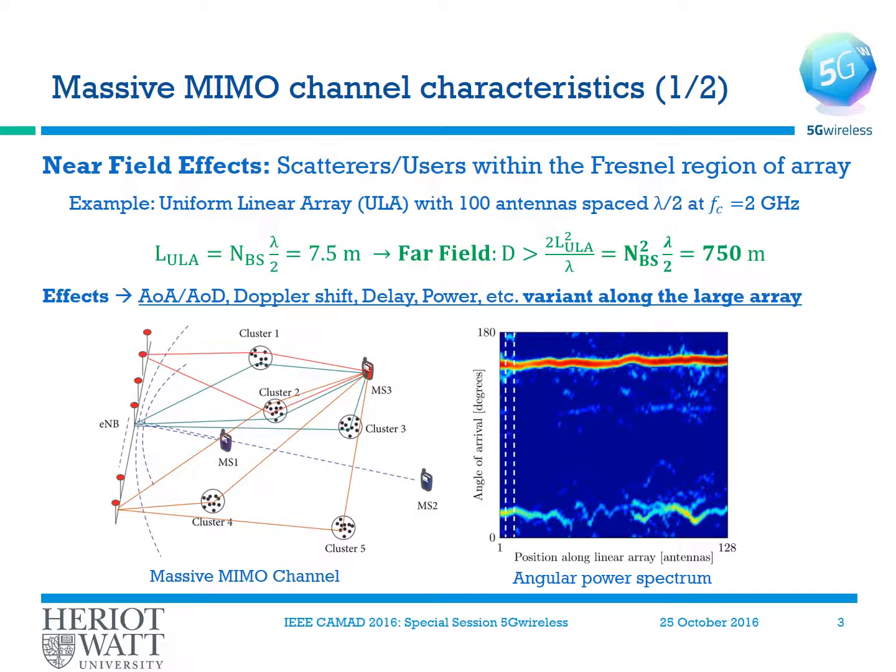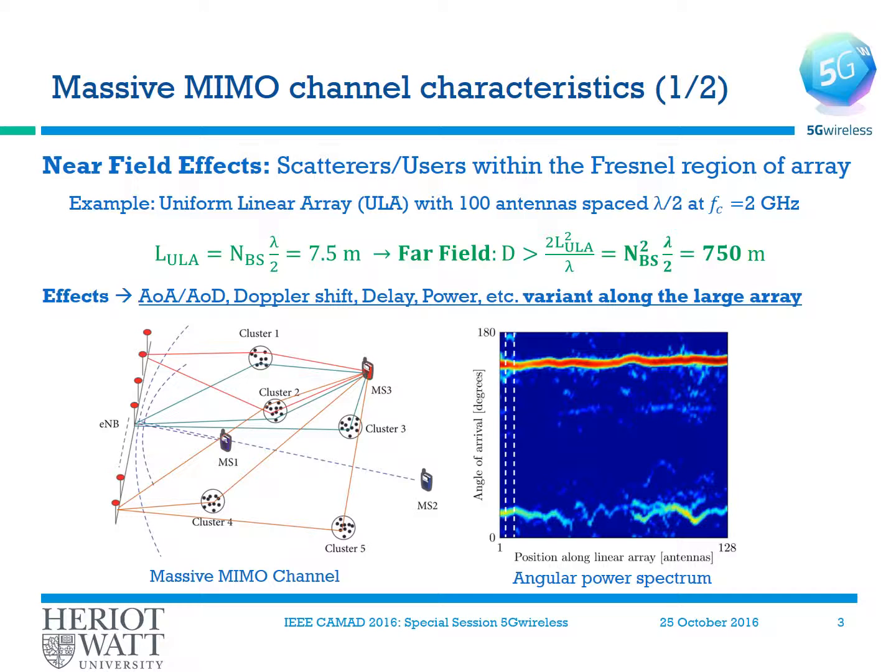Near-field effects can be better understood by looking at the figure on the left, which is an abstraction of the channel. There you can see how scattered or direct signals reach every antenna element at different angles, delays, power, etc. That is, these channel properties are not constant along the array.